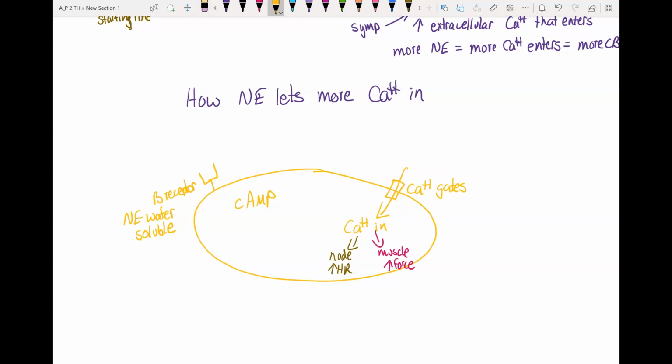When they bind to that receptor on the surface, they activate a second messenger. cAMP is the second messenger. And then, again, flip back to your chapter 17 notes about water-soluble hormones. Second messengers will either activate an enzyme or open a channel or open a gate.